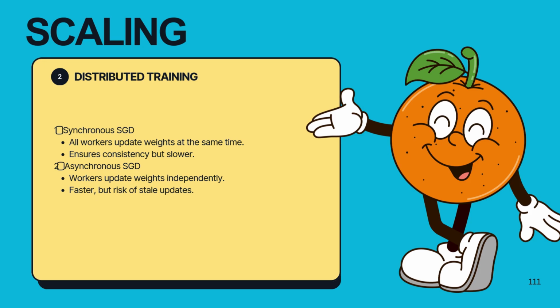Distributed training, so you can use synchronous SGD, where all workers update weights at the same time to ensure consistency, but slower, because this is impacted by the slowest worker. And asynchronous SGD, workers update weights independently, faster, but risk of stale updates. If you're building a large language model, a pretty big model, then you need both model and data parallelism to train efficiently.